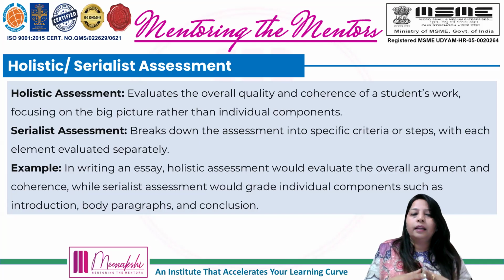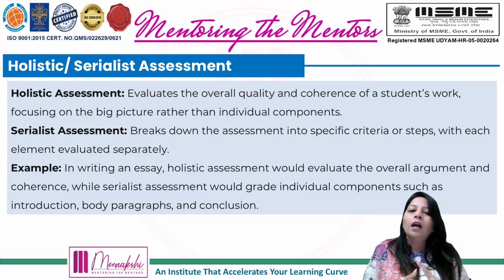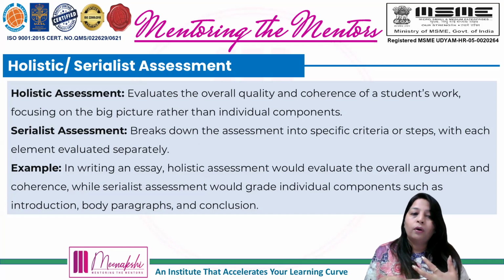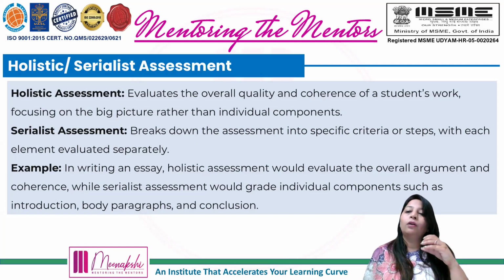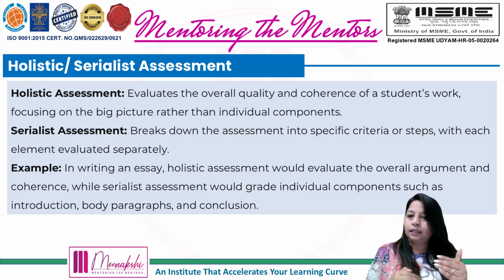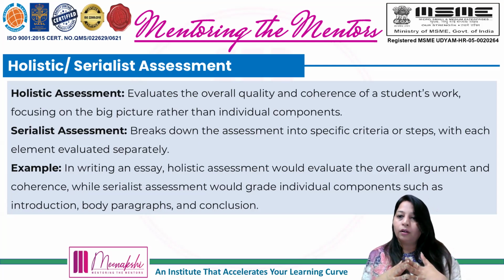Like let's take an example. In writing an essay, holistic assessment would evaluate the overall argument and coherence, right? We are checking how the child is using his or her knowledge, while serialist assessment would grade individual components, such as the introduction, the body of the paragraph, the conclusion, right? So we focus on each aspect separately, right? This is the difference between holistic and serialist assessment. So this also you need to take care of.